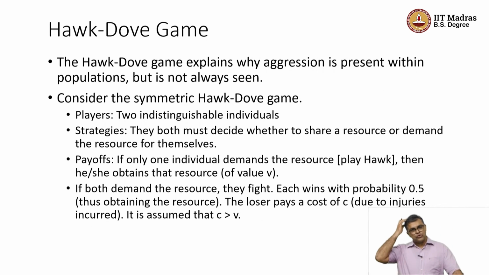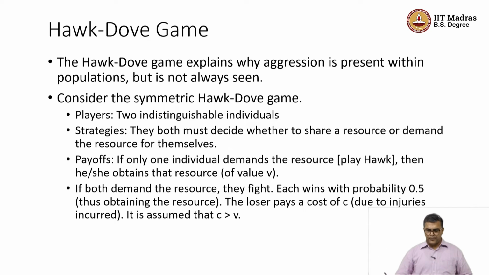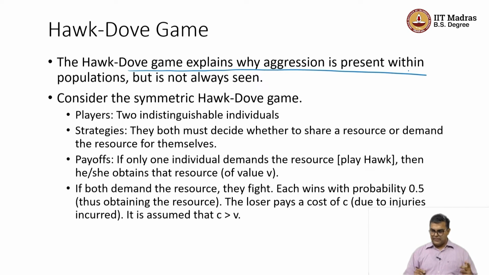So, just to round this up, let us take one more example, that in a population, whether it is a human population or any animal, we see two kinds of animal, one which are gentle and second which are aggressive. So, the hawk and dove game explains why aggression is present within population, but it is not always seen. So, we can talk about the symmetric hawk and dove game.